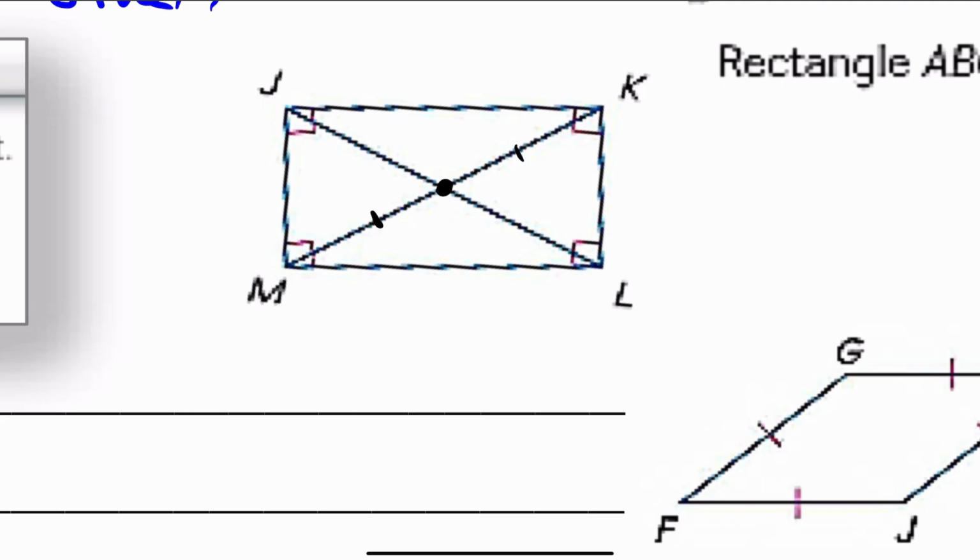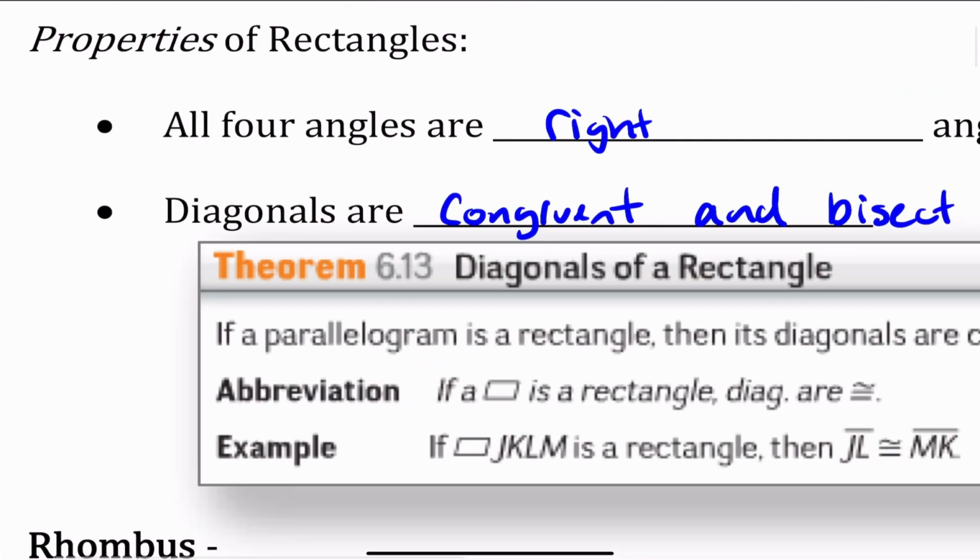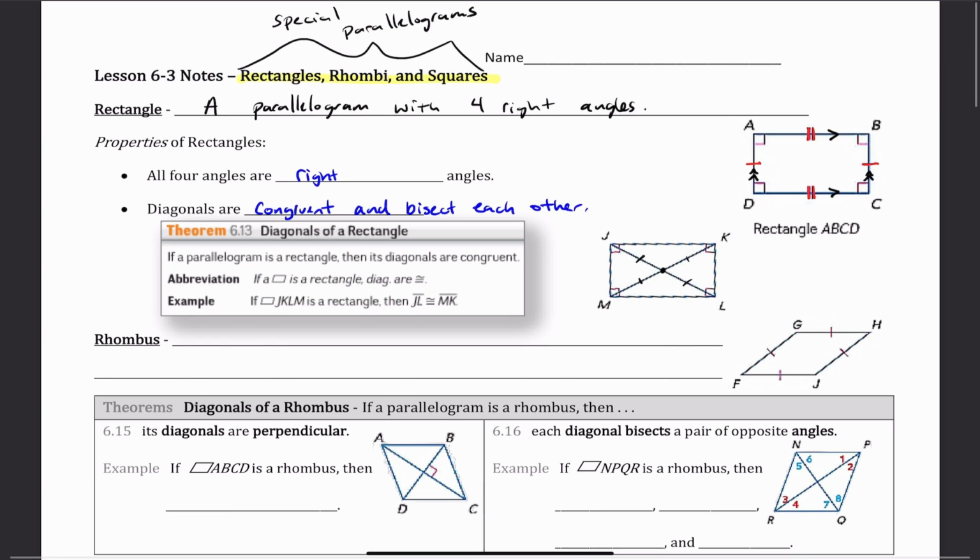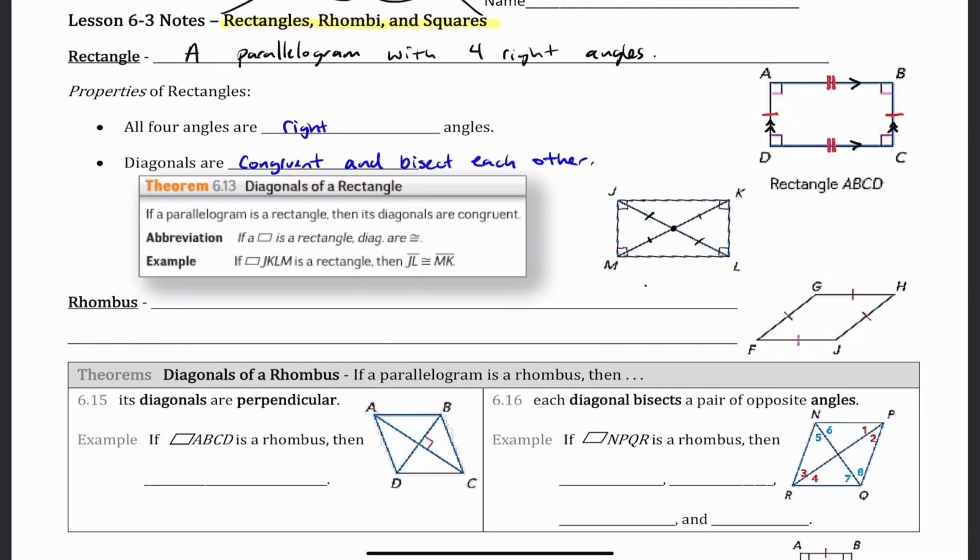But here's the thing. The length of this diagonal is equal to the length of that diagonal. So if I'm looking at the midpoint of JL, well, we know it's going to split that segment into two congruent parts. But how many tick marks do I put here and there? Well, I actually put one here and one there because remember, the diagonals of a rectangle are congruent. All right, so let's move on to a rhombus.